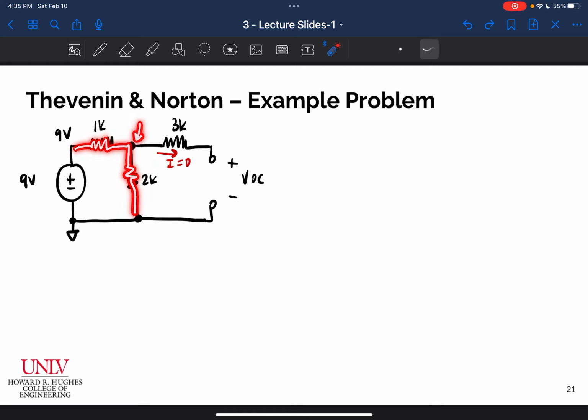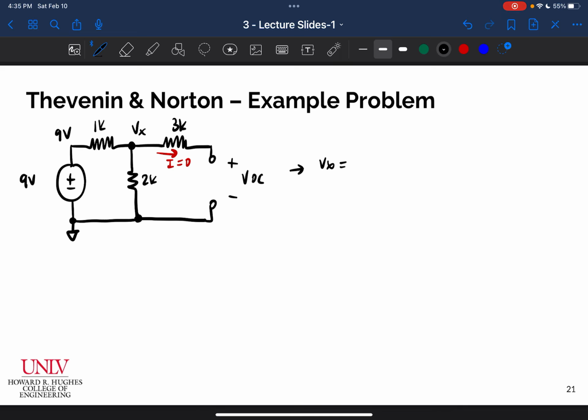And so I just need to find this node voltage here, and then I know that my voltage drop across the 3K is 0 because the current flowing through it is 0. So once I find this voltage, and I know this is 0, I can find my open circuit voltage quite easily. So let's call this V int. Nope, let's just call it Vx. I always call it Vx. I'm just going to do it again.